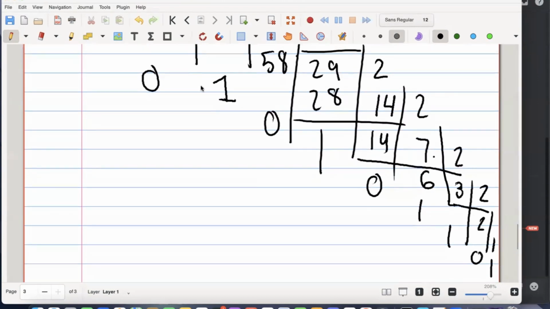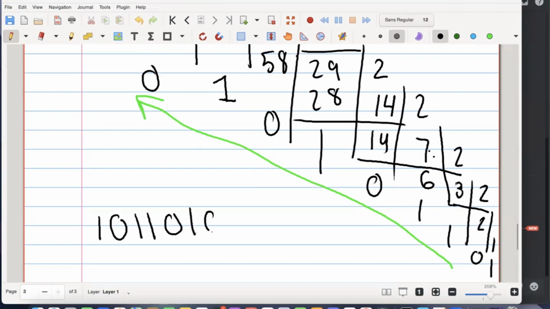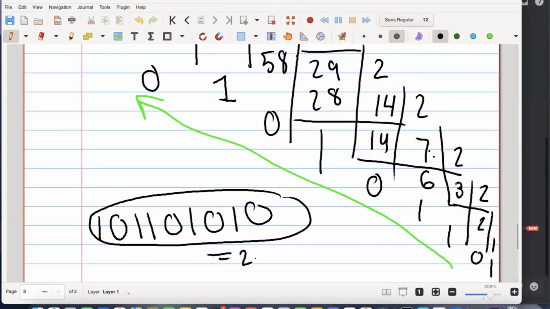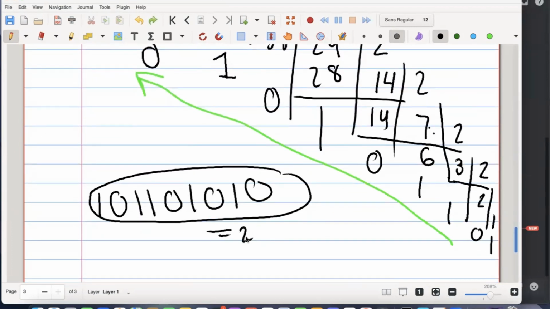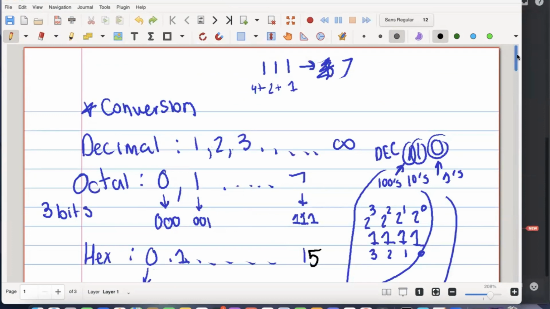And we have to take this list going from this side up. So basically our number is now 101101010. This is equal to 234. Sorry.